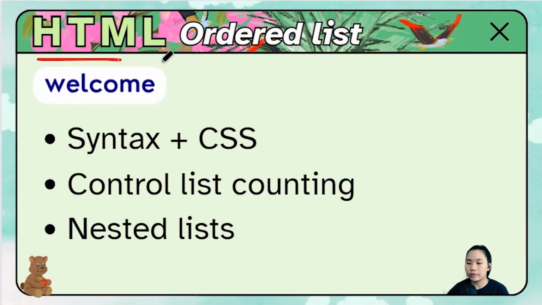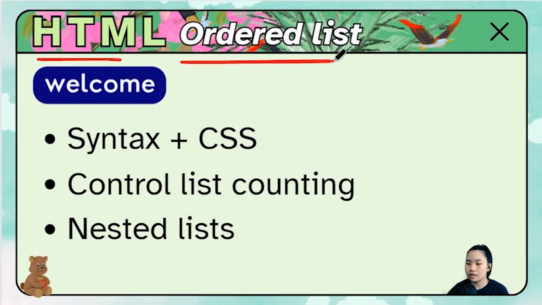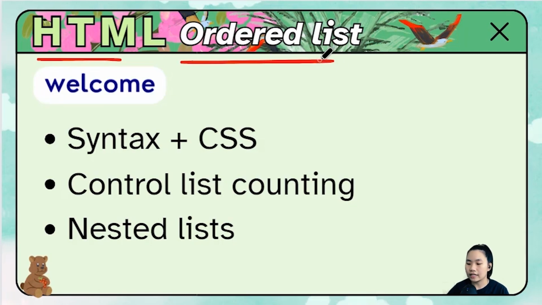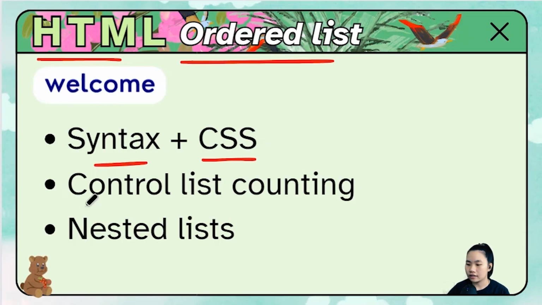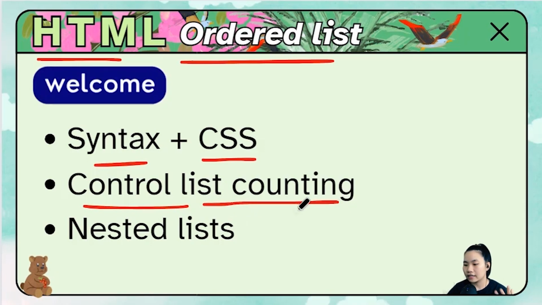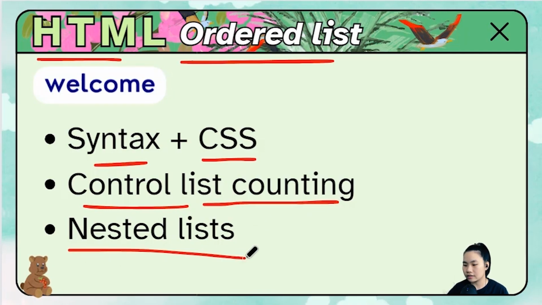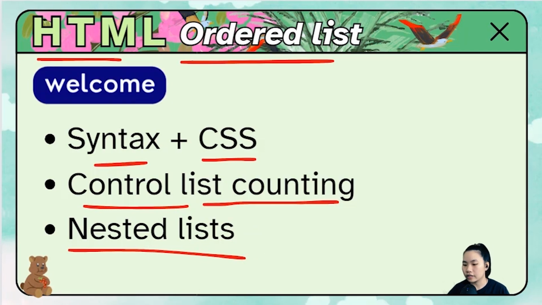Today's lesson is going to be about ordered lists, a completely different type of data set compared to unordered lists from our previous lesson. We'll be looking at the syntax of ordered lists, whatever CSS is involved, and some basic styling. And then we'll be looking at controlling list counting and learning what it's all about. And last but not least, as we've learned previously, we can do nested lists with ordered lists as well. It doesn't have to be with unordered lists only.